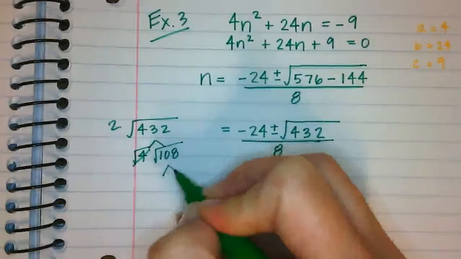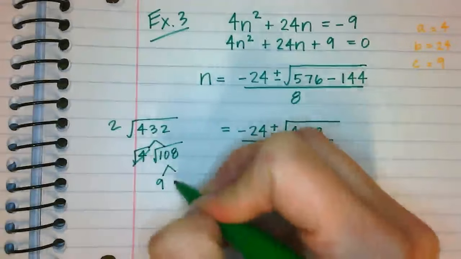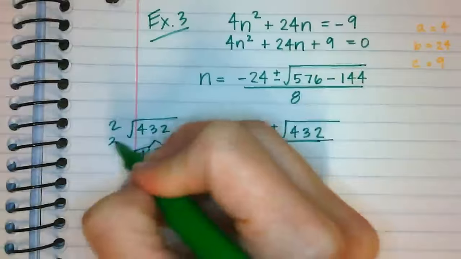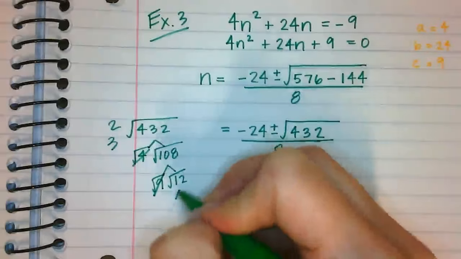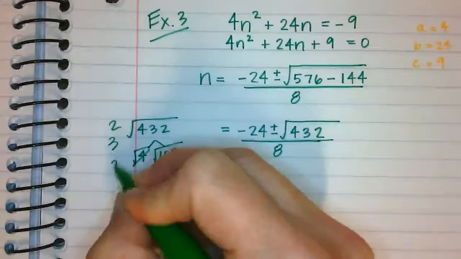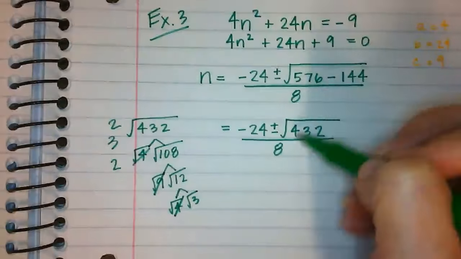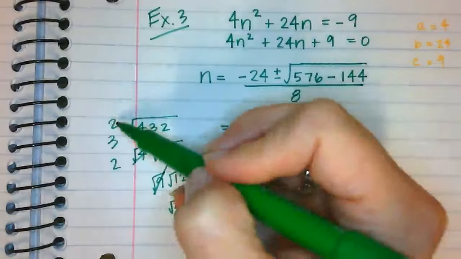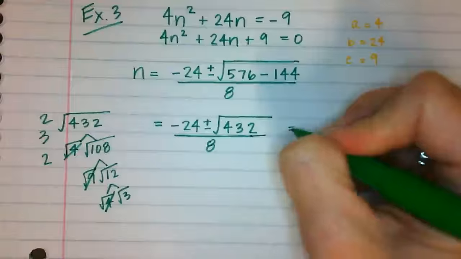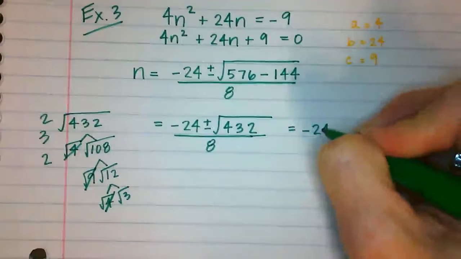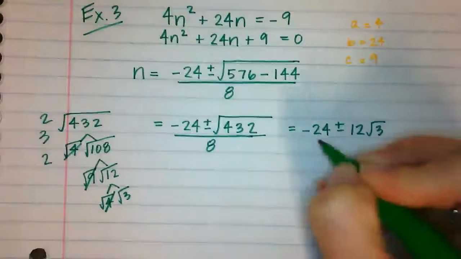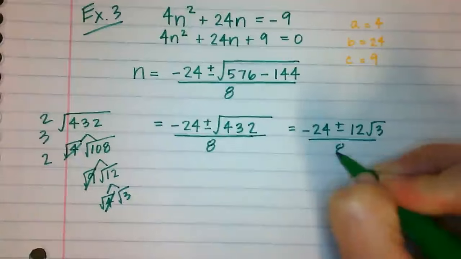All right, we can break this down to be 9 and 12, and we know the square root of 9 is a 3. And then 12 we can break down to be 4 and 3, which gives us another 2. So the square root of 432 can be simplified to 12 square root of 3. So we have -24 plus or minus 12 root 3 all over 8.